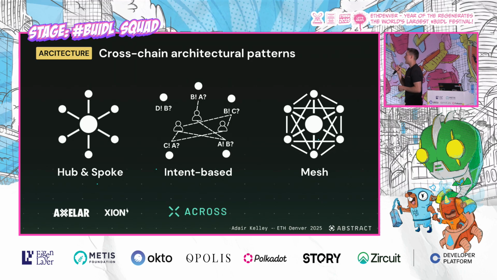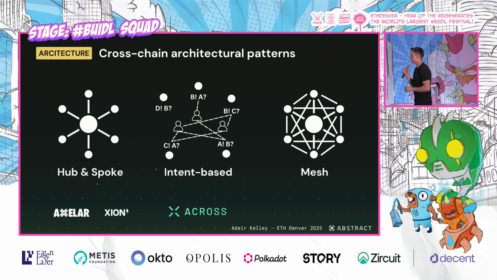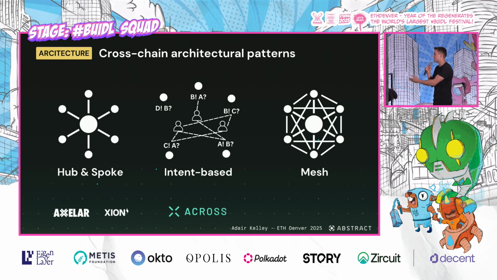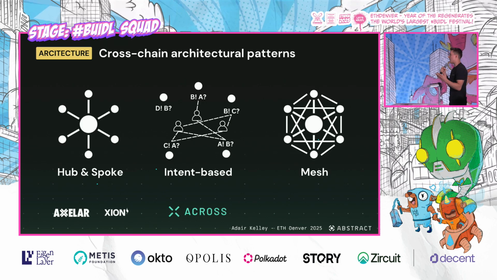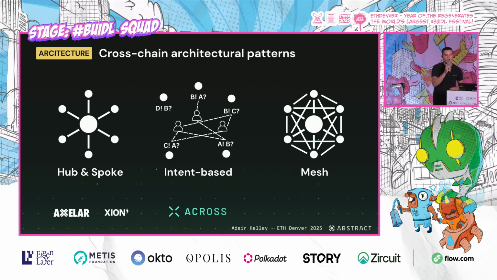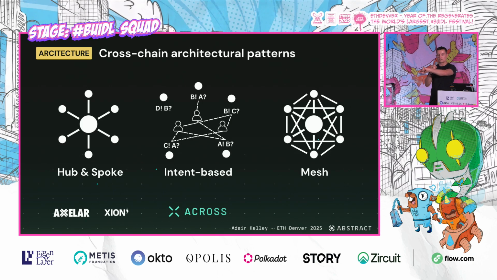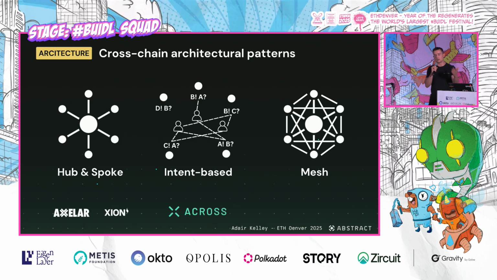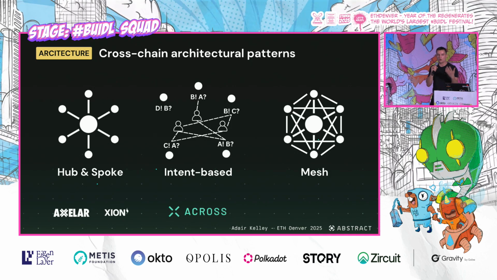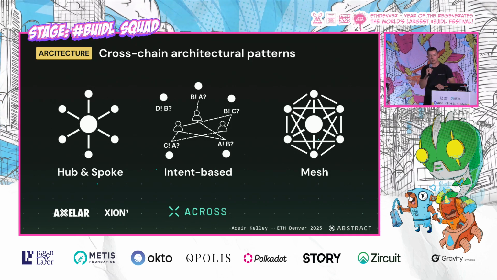So let's take a look at cross-chain architectural patterns. One is the hub and spoke model. This is used by Axelar, it's used by Zion, and it allows for one centralized entity, even if it's running on a decentralized network, to act as the orchestrator to perform actions across chains.